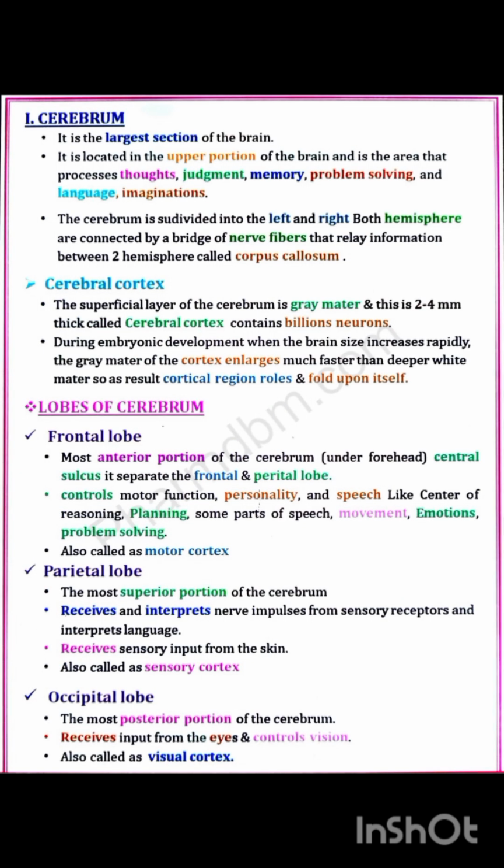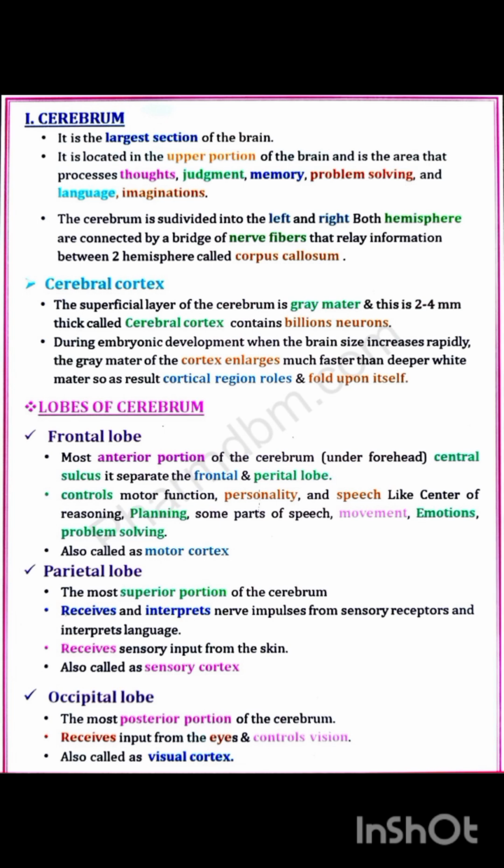First part of the brain, cerebrum. The cerebrum is the largest section of the brain. It is located in the upper portion of the brain and is the area that processes thoughts, judgment, memory, problem solving, language and imagination. The cerebrum is subdivided into left and right hemispheres. Both hemispheres are connected by a bridge of nerve fibers that relays information between the two hemispheres, called the corpus callosum.